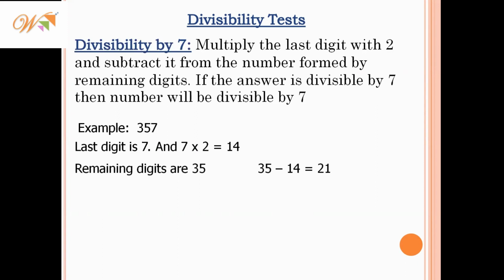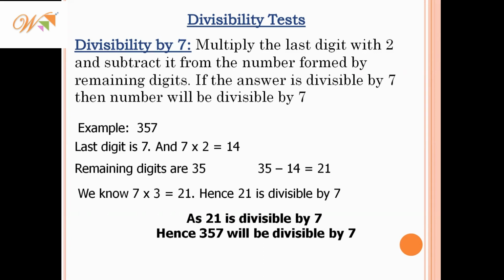So 35 minus 14 will give us 21. Is 21 divisible by 7? Yes, 7 times 3 is 21. So that means if this answer is divisible by 7, then 357 will also be divisible by 7.